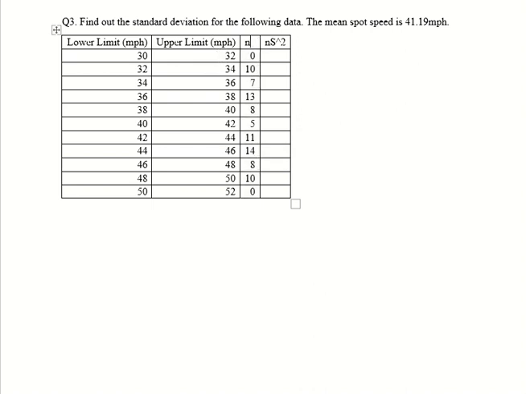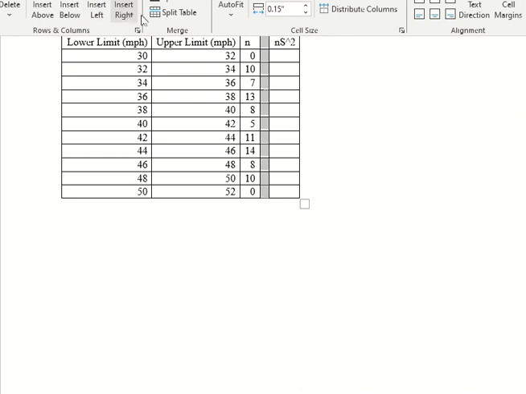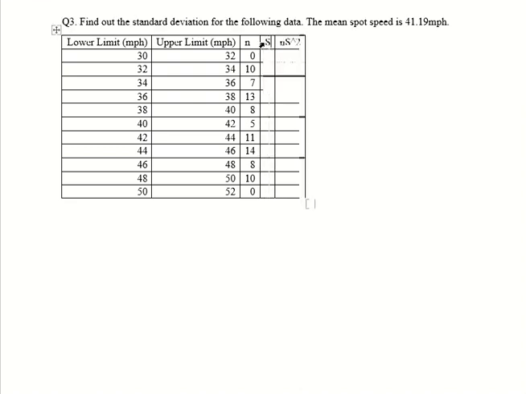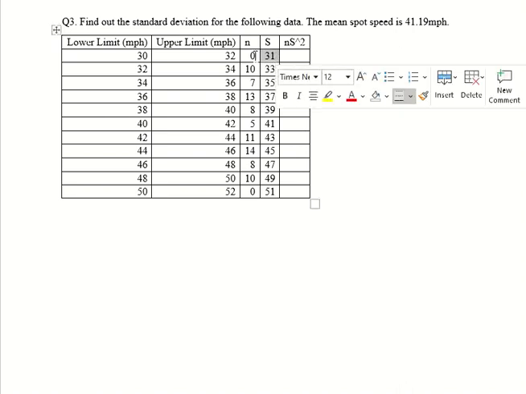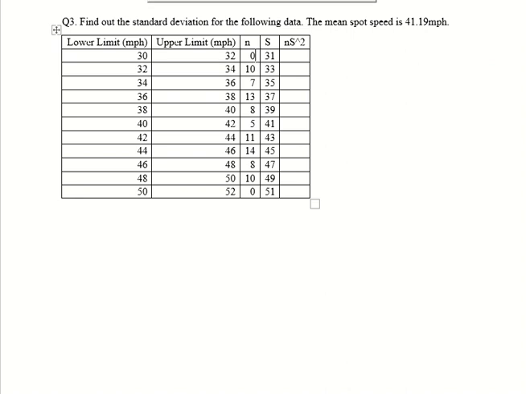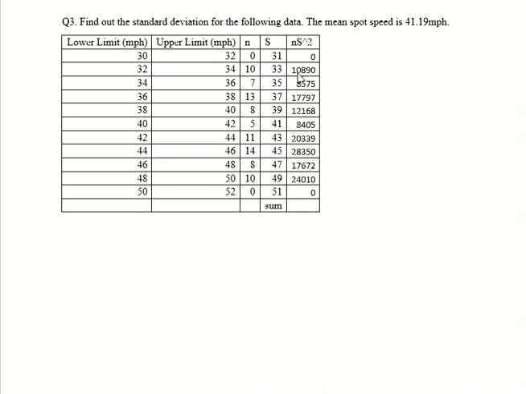So then I should make another column. I call it s, and I need the middle. So 30 and 32, middle is 31. Then they will increase by 2 miles per hour. Then you simply take the square of any value in this column, multiply by the value in this column. So this is what I did.